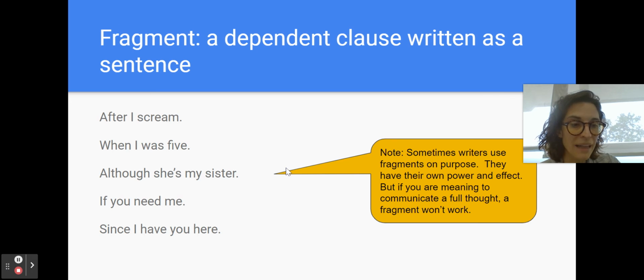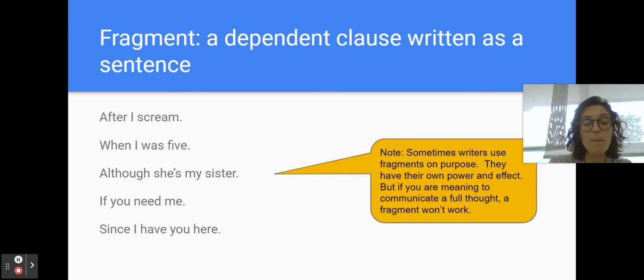These are all incomplete thoughts written with a period, but sometimes writers use fragments on purpose. They have their own power and effect. But if you're meaning to communicate a full thought, a fragment won't work. If I would like to tell you what happened to me when I was 5, then I need to finish the sentence. When I was 5, I broke my cheekbone. I'm making that up. Didn't really happen. If I'm meaning to communicate to you something that happened and I want you to know what happened to me when I was 5, I need to finish that sentence.